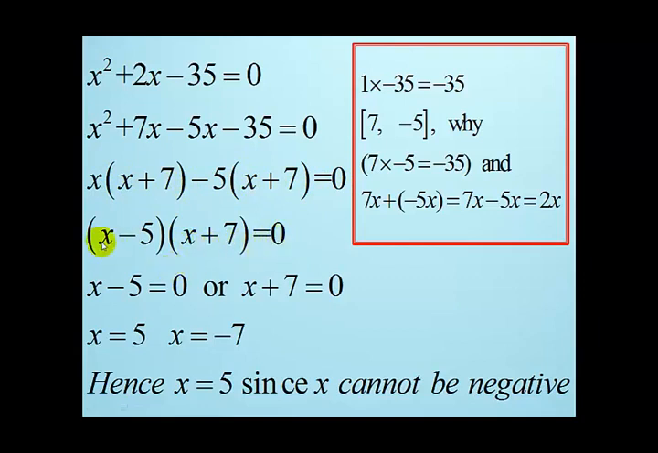Now this means that x minus 5 is equal to 0. And if x minus 5 is equal to 0, then making x the subject, x will be equal to 5. That is, minus 5 on the left hand side becomes plus 5 on the right hand side. Also x plus 7 is equal to 0. Making x the subject, plus 7 on the left hand side becomes minus 7 on the right hand side. And so the value of x is equal to minus 7. Hence x equals 5. Since the base cannot be negative, the value of x is equal to 5 and not minus 7.